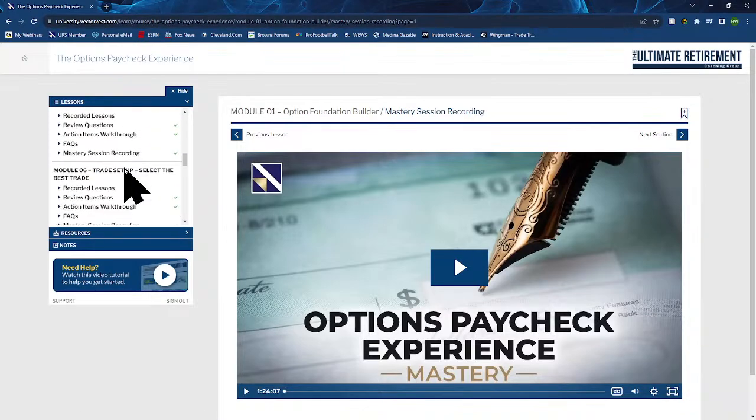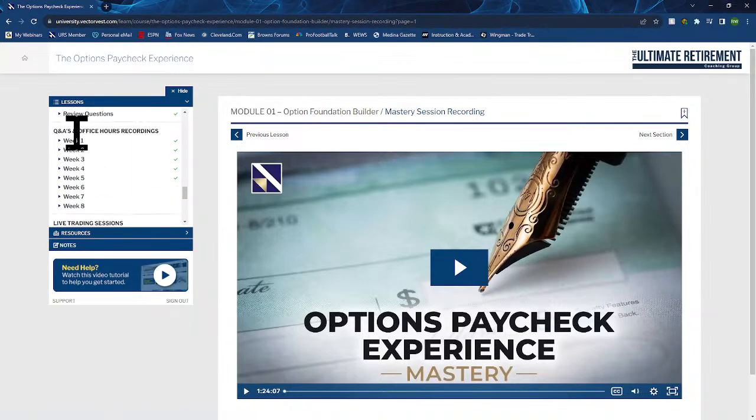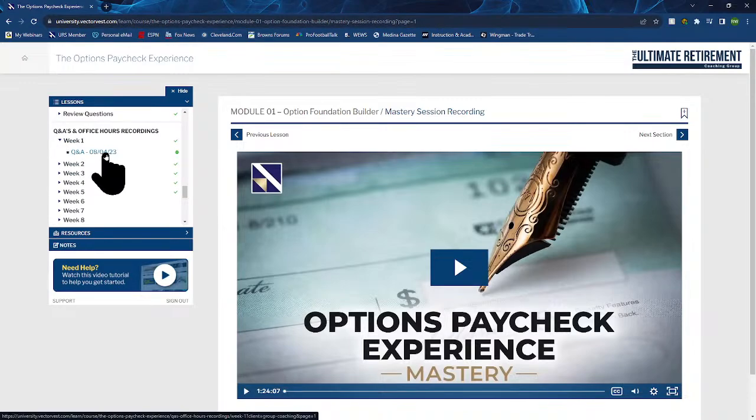As you scroll down, there's the rest of the 8 modules. There's the bonus module for the SPX. So if you want to start learning the SPX system, you can go right there and do it. This is where our Q&As are recorded. If you click on week 1, you'll see a Q&A. This happens to be the last one I did with my class previous to yours. That'll be updated as we go through each of these new ones live.